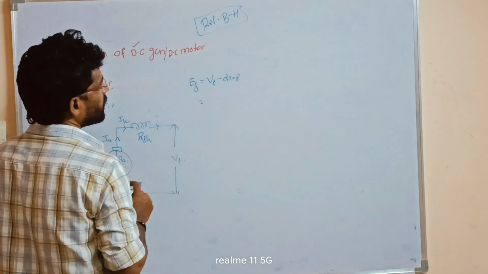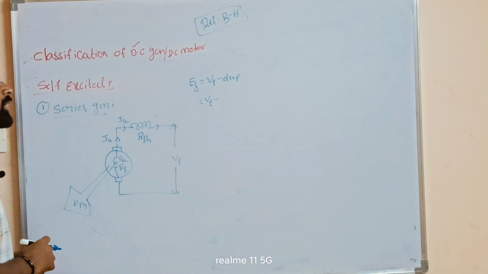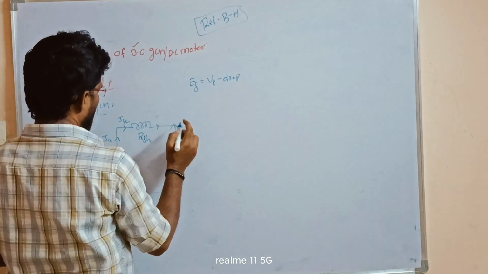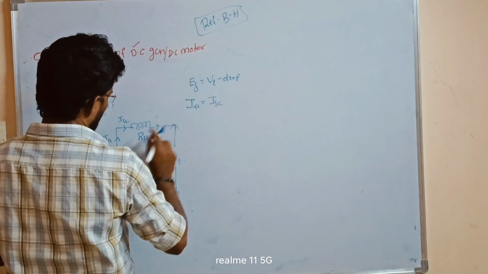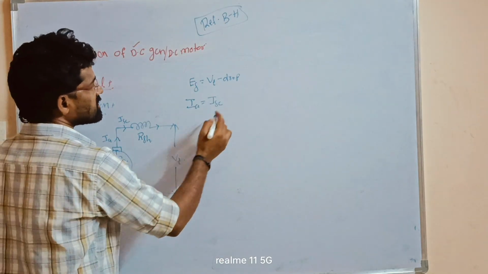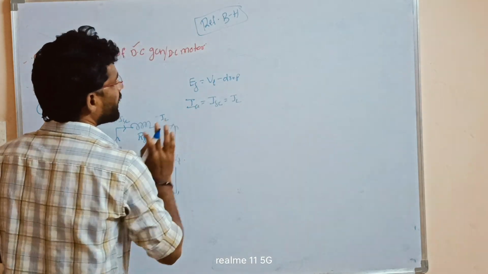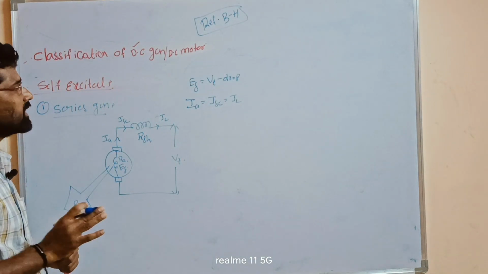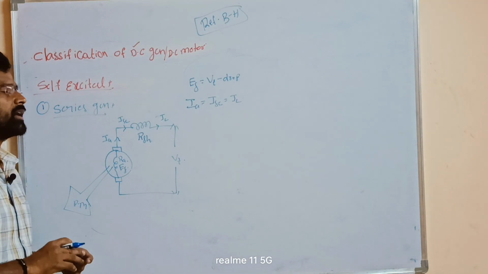So what are the drops? Here the drop consists of VT minus IA RA drop. Here IA is equal to the armature resistance and series field resistance or load resistance. We are considering the load resistance. All are in series, and in series the current must be the same.